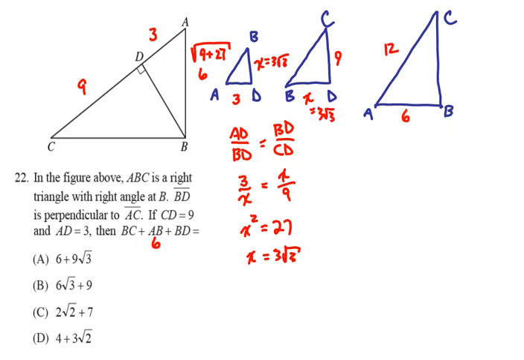So now, we do know BD as well. That is 3 root 3. So the only piece that we're looking for now is segment BC. And segment BC we can find either of two ways. We can calculate it as the hypotenuse of the middle triangle, and so that would be the square root of 3 root 3 squared, which we saw already is 27, plus 9 squared, which is 81, and that would come out to be the square root of 108.